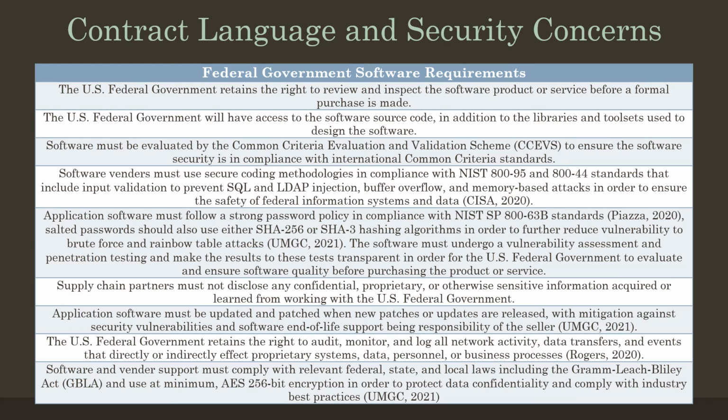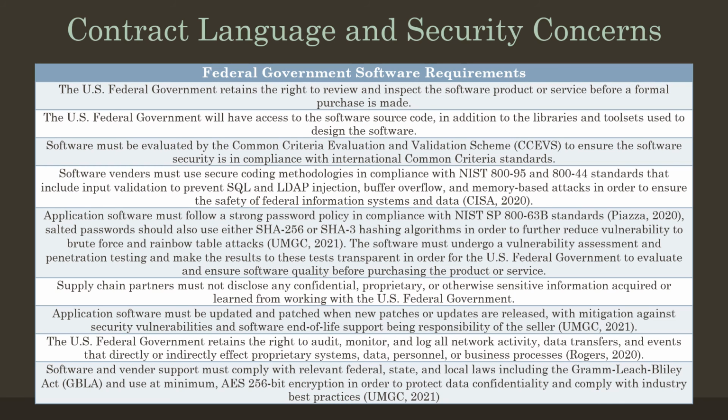So you go ahead and look at the table below. We have the federal government software requirements. There's a lot of different items here. I don't need to go through them all right now. There's a written portion of this presentation that has the same table and a lot more information than what I'm presenting today, but we can just go ahead and look at a few of them. The first two: the U.S. federal government retains the right to review and inspect the software product or service before formal purchase is made.